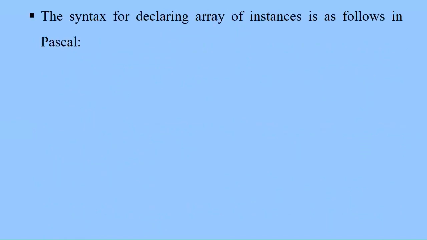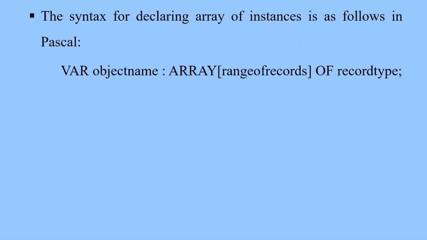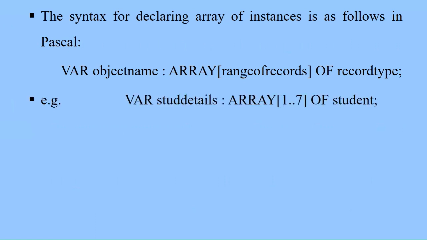The syntax for declaring array of instances is as follows in Pascal. We have var object name, then array. We indicate the size, the number of records of the record type. For example, var student details, array 1 to 7 of student.